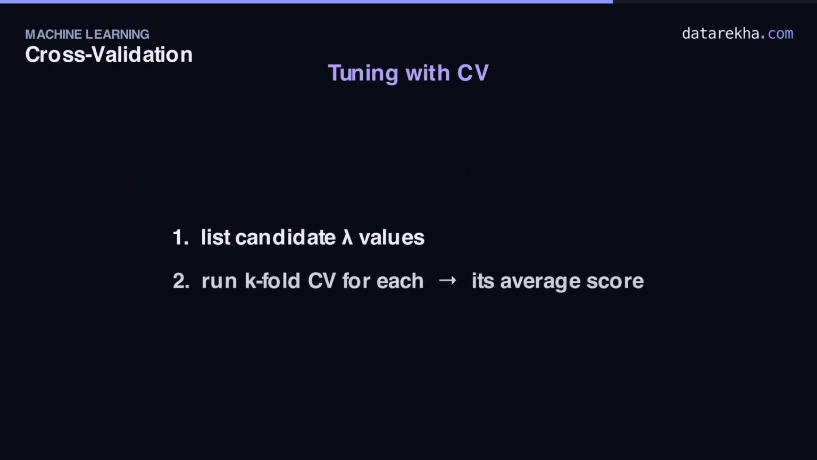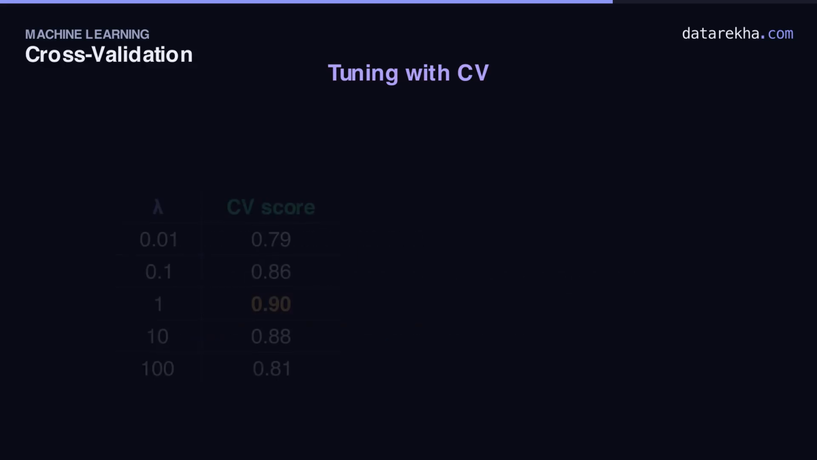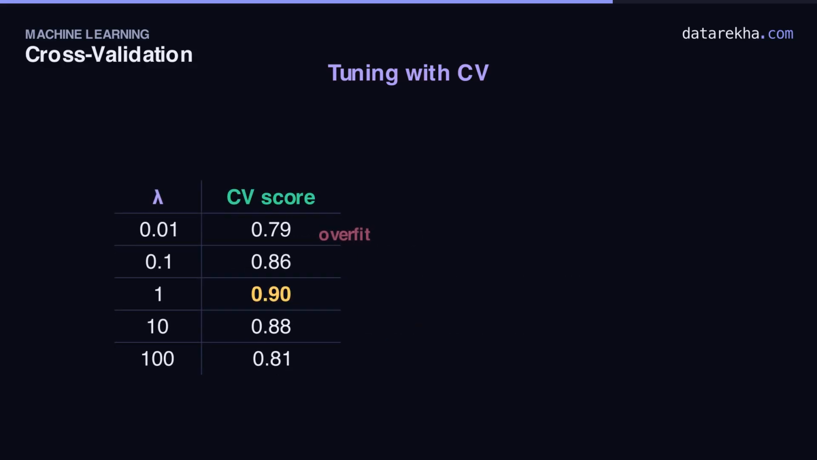Lay out a grid of candidate lambdas. For each one, run a full 5-fold cross-validation and get its average validation score. Then simply pick the lambda whose score is highest. Let's run it. 5 lambdas from 1/100th up to 100. Each row's number is itself a 5-fold average.